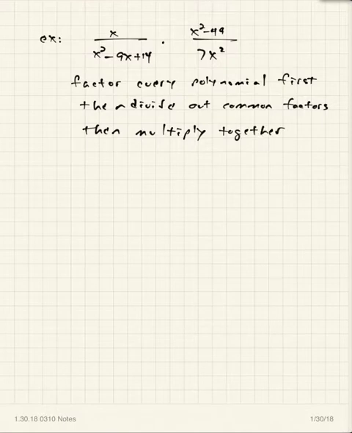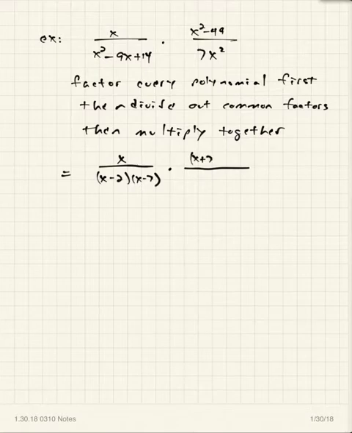Right, and that makes your life a lot easier here, I think, when you do that. So in our problem, this would be x over, and then x squared minus 9x plus 14 factors x minus 2 times x minus 7. Right, and then multiplied by x squared minus 49, which factors x plus 7 times x minus 7, over 7x squared.